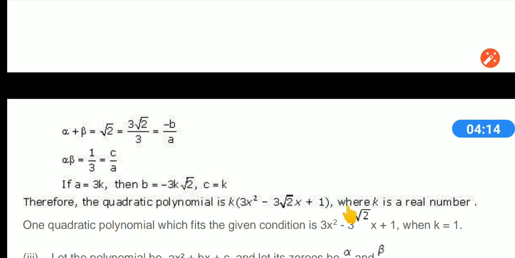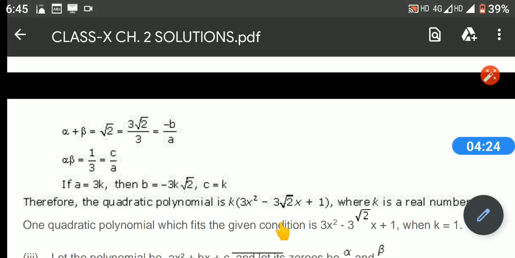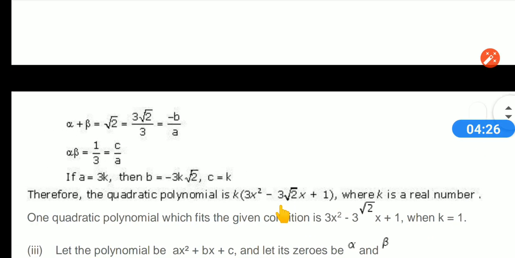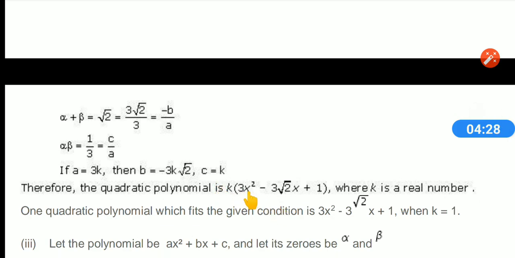Okay, students, here k is any real number, you can take any real number. So for our simplicity I am taking 1. You can take 2, 3 or any real number. So in place of k you can write 1. 1 into 3x square minus 3 root 2x plus 1 becomes 3x square minus 3 root 2x plus 1. So this is one quadratic polynomial which fits this condition.